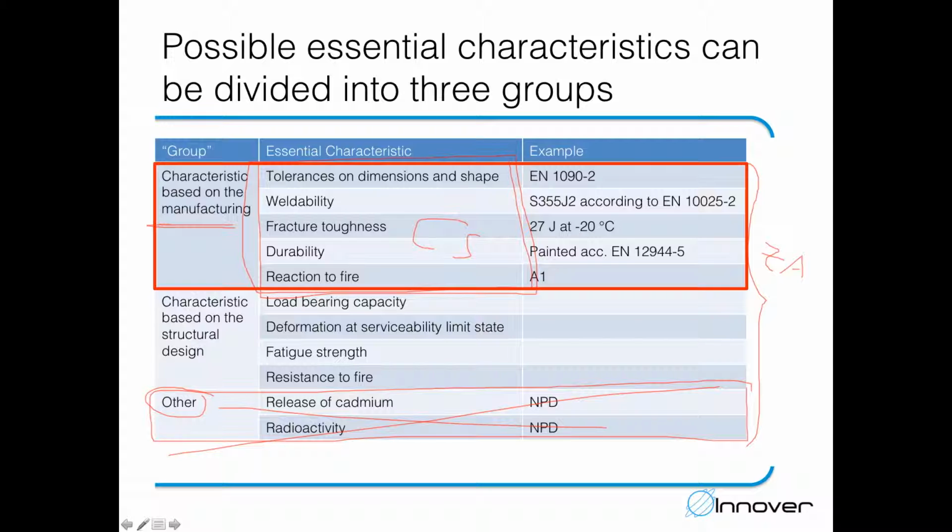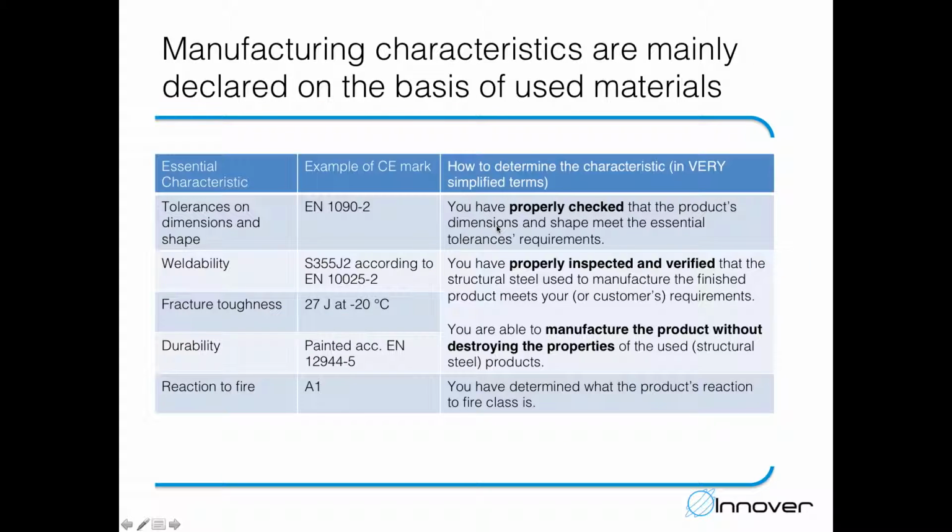But if we now take a closer look at these characteristics that are based on manufacturing, I already mentioned to you that these characteristics heavily rely on component specification, so before you can declare them. I already mentioned it quite quickly that this first essential characteristic that is related to the manufacturing, called tolerances on dimensions and shape, means that if you are going to declare it, you have properly checked that the product's dimensions and shape meet the essential tolerances requirement with respect to the component specification.